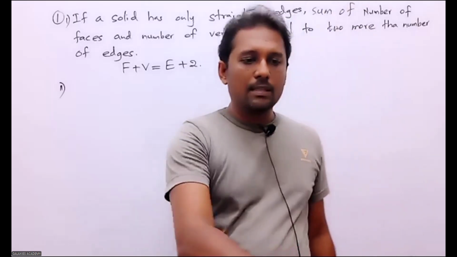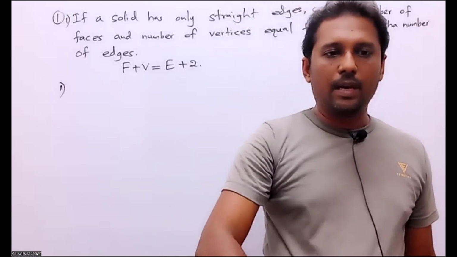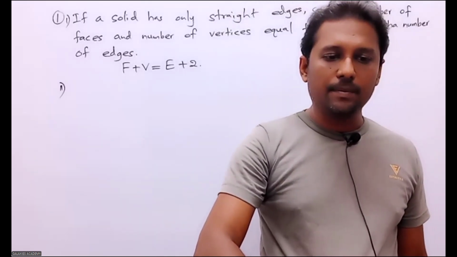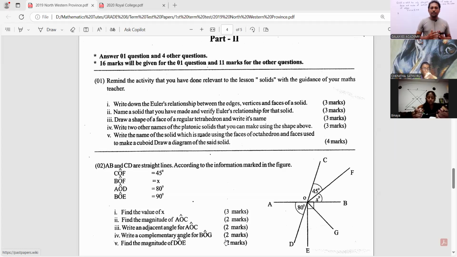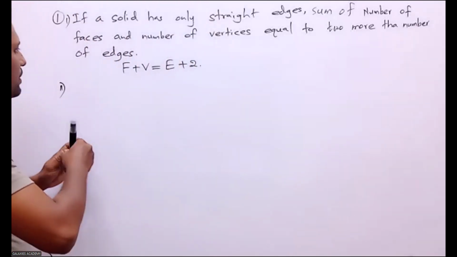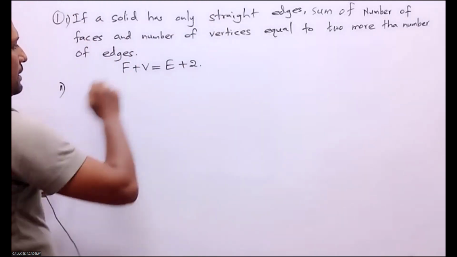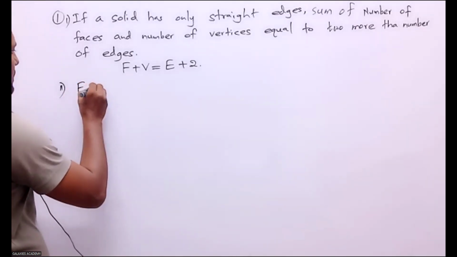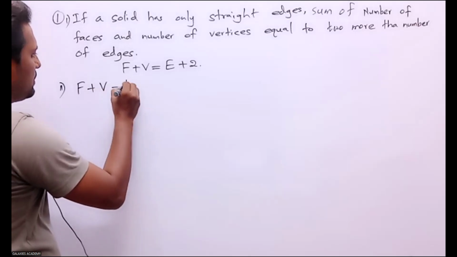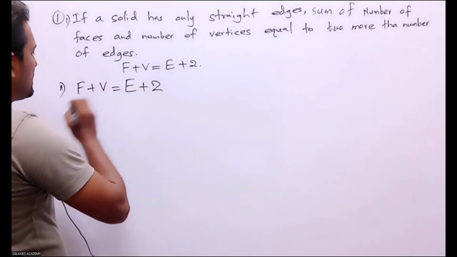Right. Then look at the second part. First part, you have to write the Euler's relationship. The second part given: write down the Euler's relationship between the edges, vertices and faces of a solid. Right. Relationship asked. So this one you can write as the second answer. That means the formula is asked in the second part.